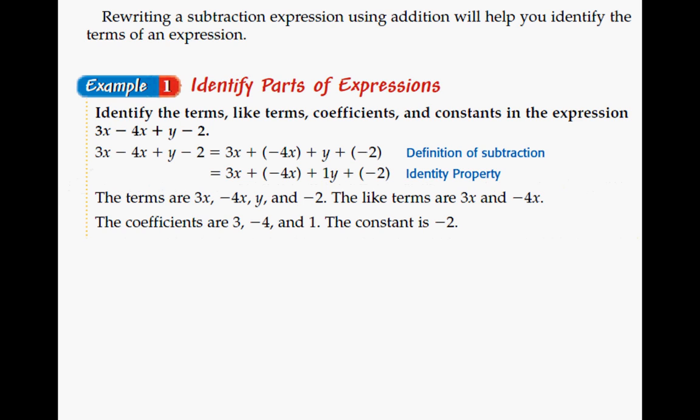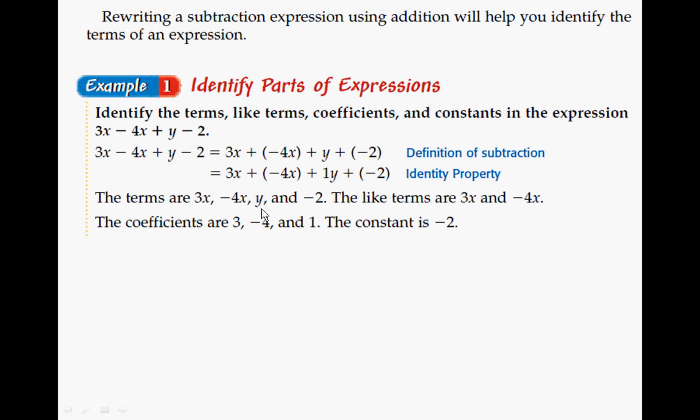Alright, so identifying parts of an expression. You want to be able to identify terms, like terms, coefficients, and constants. And the best way you can do that, which I've been saying from the start, is to turn the expressions into addition. They say here by definition of subtraction, remember the definition of subtraction is anything that makes an addition problem true. So that is why we can take minus 4x, and as you can see what they've done here is turn it into plus a negative 4x.